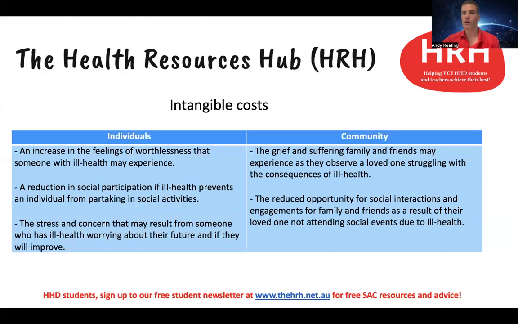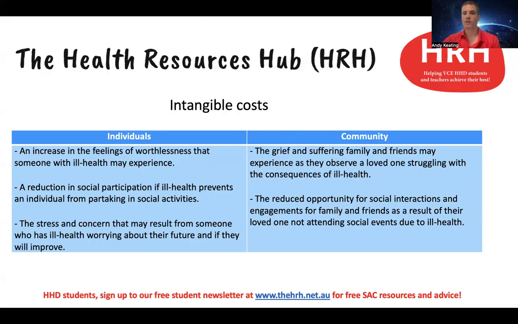Intangible costs, so as we said before, these are a bit more difficult to put monetary value on. So you can see there for individuals, the increased feeling of perhaps worthlessness that they might experience if they have a particular health condition, a reduction in social participation if ill health prevents an individual from partaking in social activities. So that's an intangible impact on the individual if they're not engaging with others in the community. And then the stress and concern that may result from someone who has ill health worrying about their future and if they will improve. So as we said earlier, these are sometimes more difficult to see. They're more intangible, harder to put your finger on, but they are still impacting individuals.